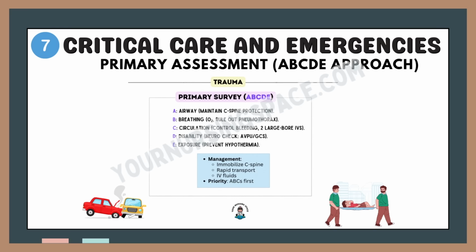D is disability. Use the Glasgow Coma Scale. Eyes, verbal, motor, 3 to 15 total. Look for stroke with FAST: facial droop, arm weakness, speech trouble. Time to call 911. If they're confused, check glucose too. Then E for exposure. Strip them down to spot hidden injuries, but keep them warm with blankets or heated fluids. Hypothermia is a sneaky killer.